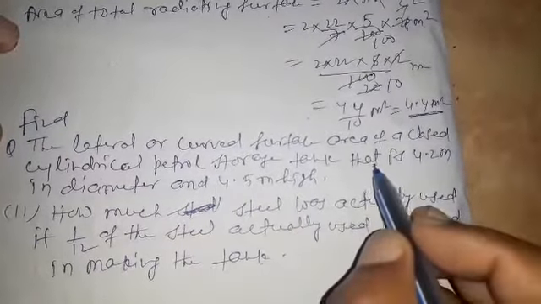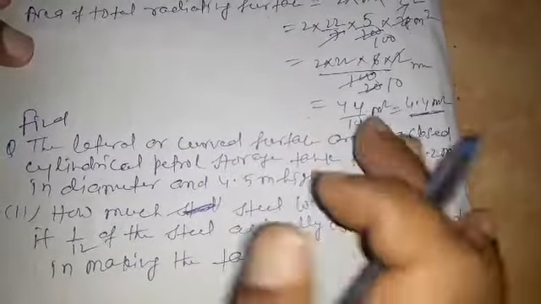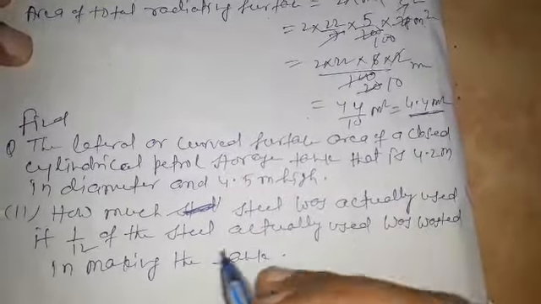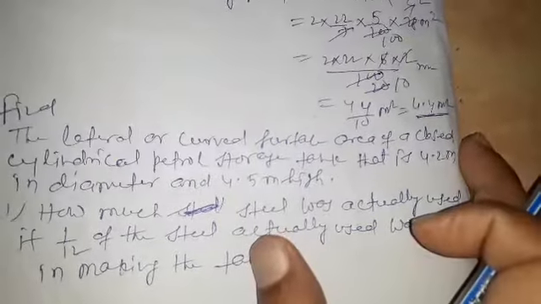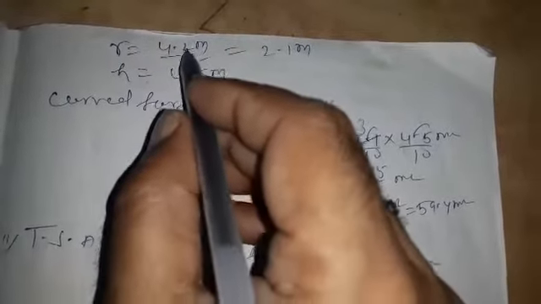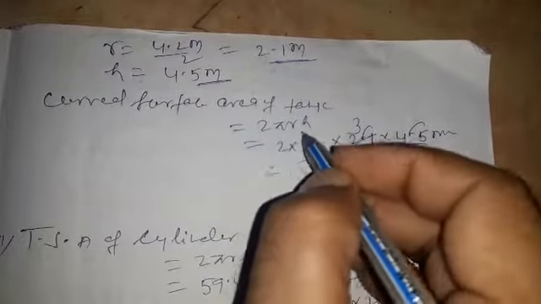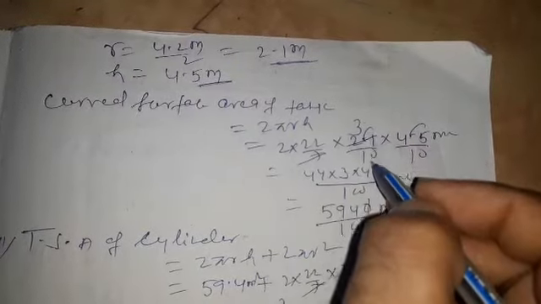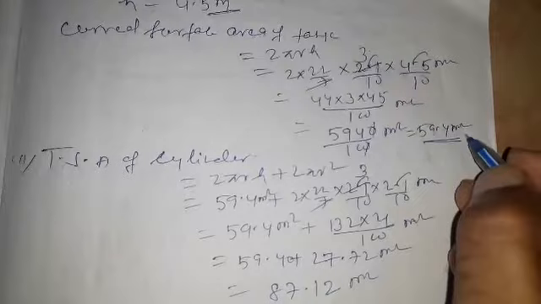Now find the lateral or curved surface area of a closed cylindrical petrol storage tank that is 4.2 meter in diameter and 4.5 meter high. How much steel was actually used, if 1 by 12 of the steel actually used was wasted in making the tank? Here radius is 4.2 by 2, that is 2.1 meter, and height is given 4.5 meter. So curved surface area of tank is 2 pi r h, 2 into 22 by 7 into 2.1 into 4.5. After calculation, we will find 59.4 meter square.